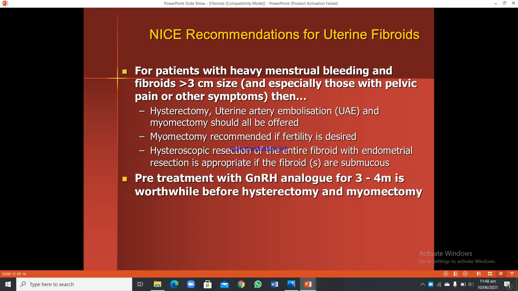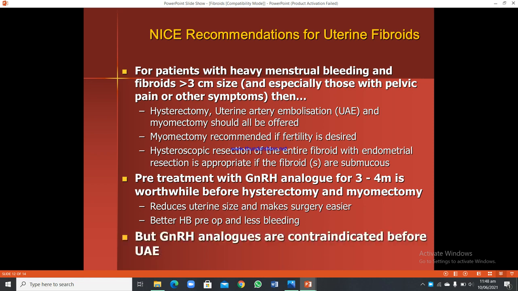Pre-treatment with gonadotrophin releasing hormone GnRH analog for 3 to 4 months is worthwhile before hysterectomy and myomectomy. It will reduce the size preoperatively, reduces uterine size and makes surgery easier. Better hemoglobin preoperative buildup and less bleeding, of course. But GnRH analogs are contraindicated before uterine artery embolization.